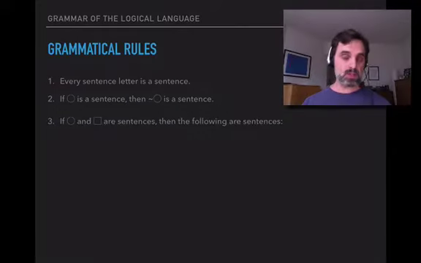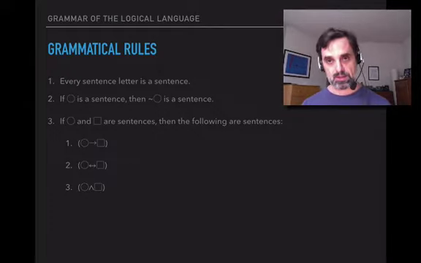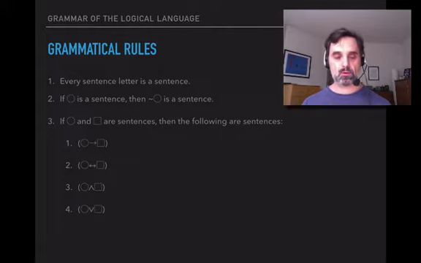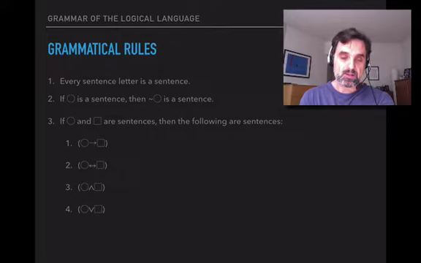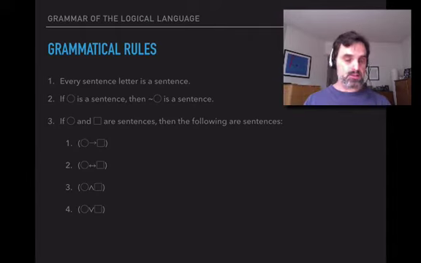And if you have two sentences, so circle and square, or box, are sentences, then the following are sentences. Parenthesis, circle, arrow, square, parenthesis. Parenthesis, circle, double arrow, square, parenthesis. Parenthesis, circle, wedge, square, parenthesis. And finally, parenthesis, circle, V, square, parenthesis. So if you have any two sentences, you can put any of those symbols between them, and you put parentheses around them, then you get another sentence. And lastly, nothing else is a sentence.